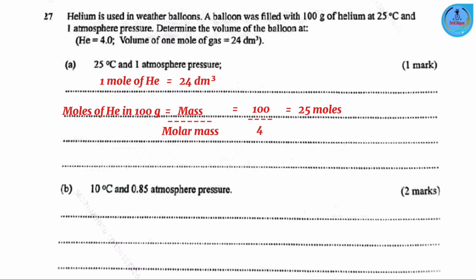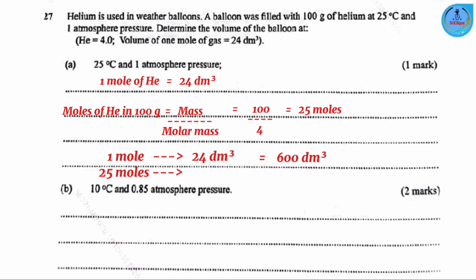So these are the number of moles. We want to know the volume. So if 1 mole occupies 24 decimeter cubed, what about 25 moles? So cross multiply and we end up having 600 decimeter cubed. Part B. The volume at 10 degrees Celsius and 0.85 atmosphere pressure.